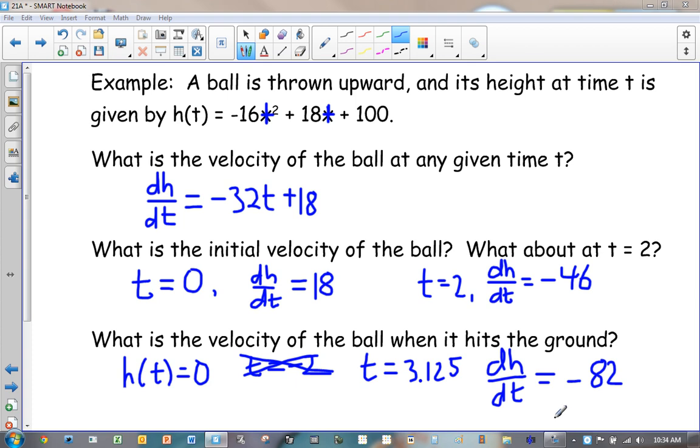All right, so those are the types of questions I would ask. Just remember that velocity is the rate of change of position, whether that's height or whether that's more of a horizontal position.